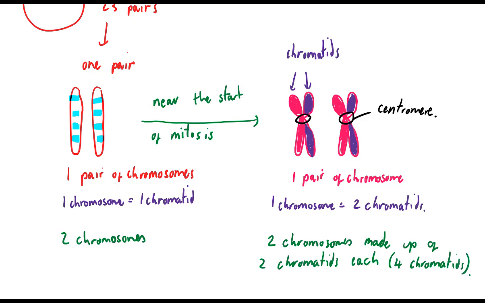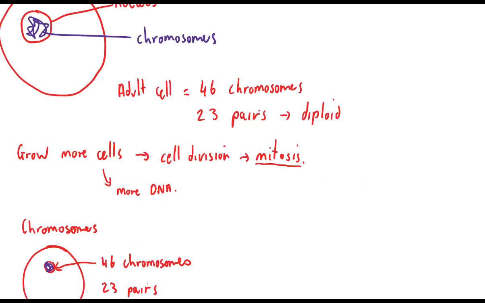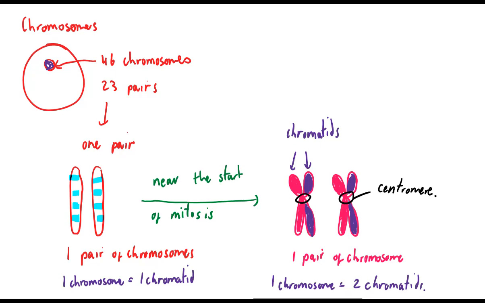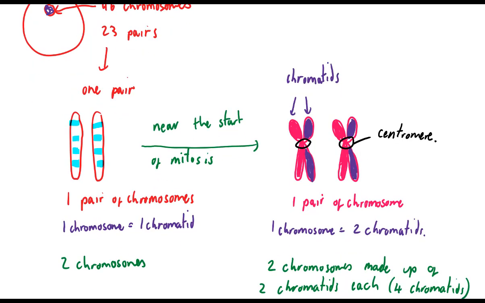Now again, why is this so important? Why is this so confusing but yet so important? Well, remember what we said. If you want to grow bigger, you need to grow more cells. And to grow more cells, you need mitosis. But if we want to grow more cells, we need to make sure that they have all the identical information in them. So the only way we can do that is by copying the DNA so that we can then put a copy of that DNA into the new cells.